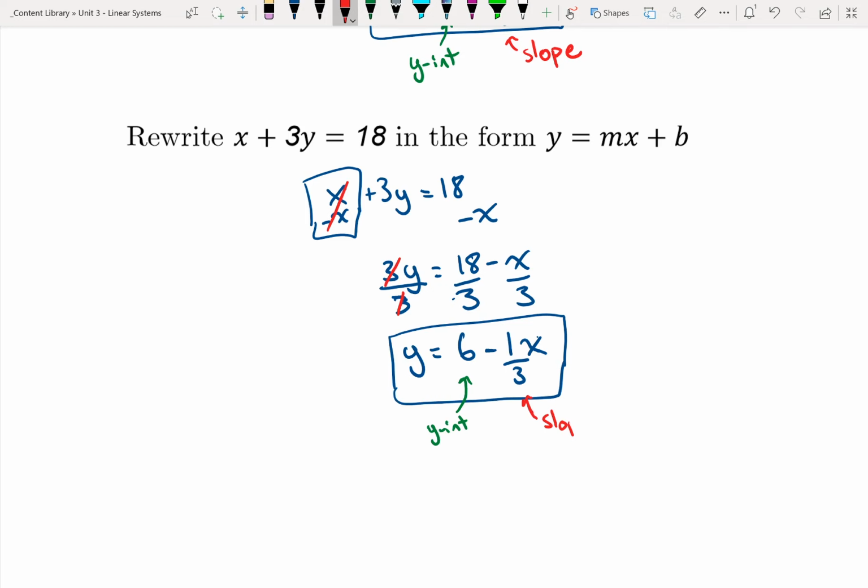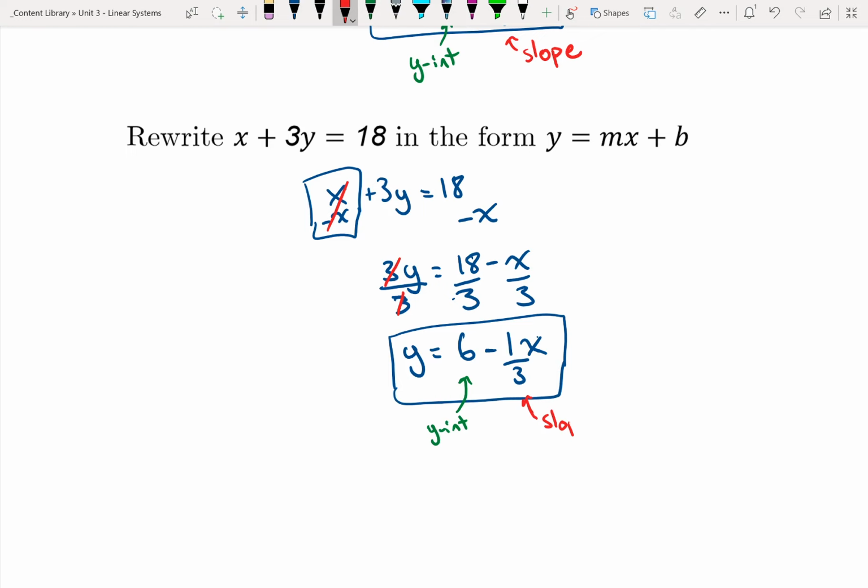I'm going to start at my y-intercept of 6, and because my slope is negative 1 over 3, I'm going to go down 3 and to the right 1. So 1, 2, 3, 1. No, that doesn't quite make sense. Oh, I read that wrong.